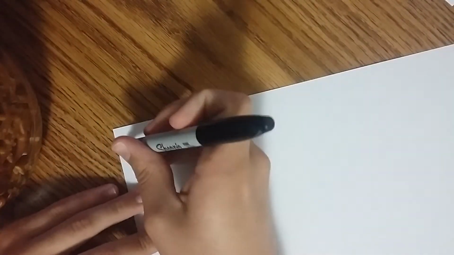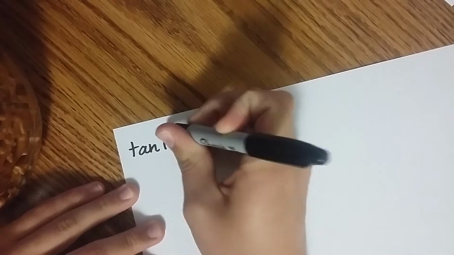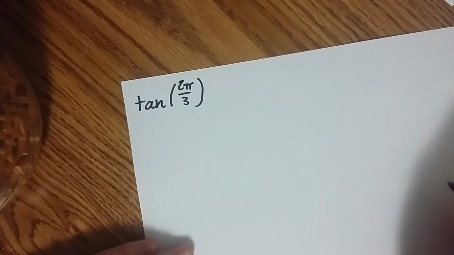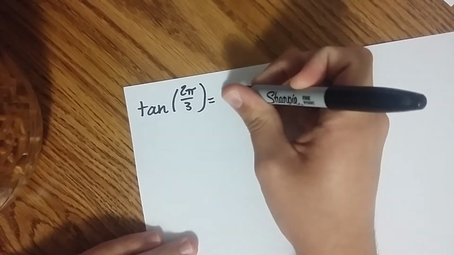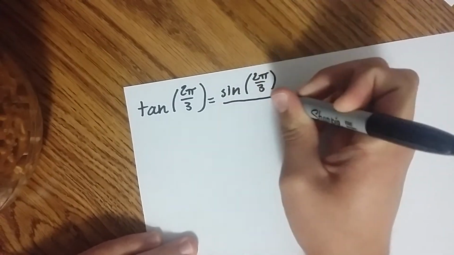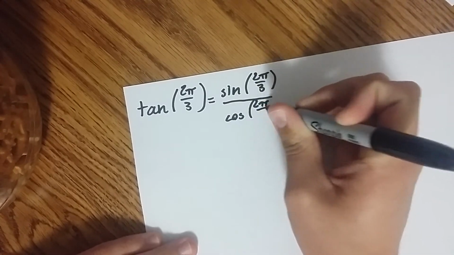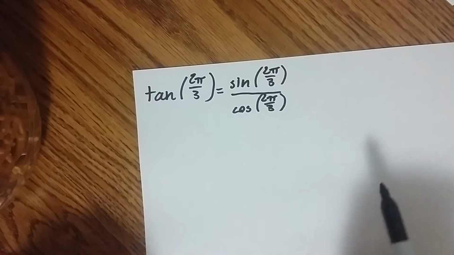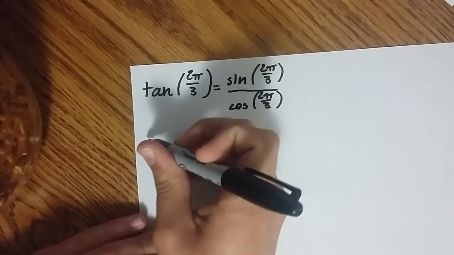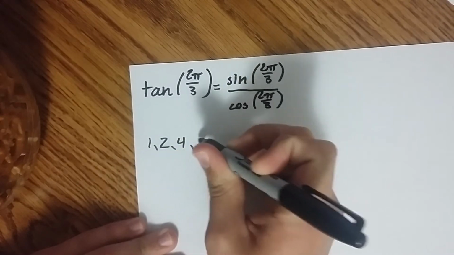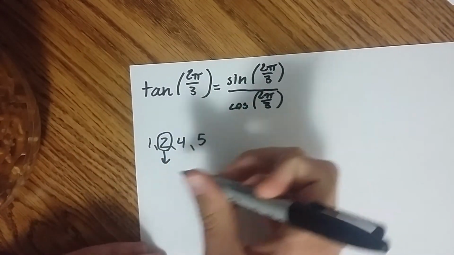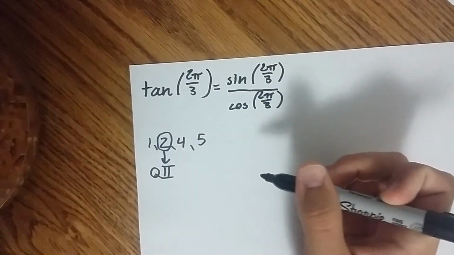Let's do one with tangent now. Let's solve tangent of 2 pi over 3. Whoa, what do we do now? It's tangent. So don't forget that tangent of 2 pi over 3 is equal to sine of 2 pi over 3 divided by cosine of 2 pi over 3. So now we have to solve for both of those, but that's not too hard. First step is to find our four numbers, which in this case are 1, 2, 4, and 5. We have a 2 in the numerator, so that means we are in the second quadrant. Not because it's 2, but because it's the second number on the list.